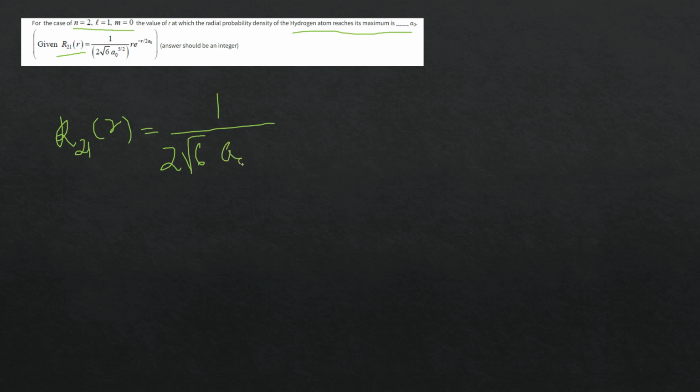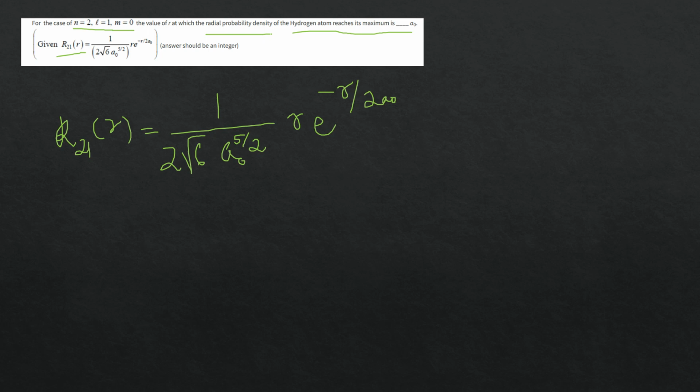Okay. Next question. For the case n is equal to 2, L is equal to 1, M is equal to 0, the value of R at which the radial probability density of the hydrogen atom reaches its maximum is dash A0. Okay, that's dash A0. So, how will you do it? See, given is R21 R. So, we know R21 R is equal to 1 by 2 root 6 A naught to the power 5 by 2, R e to the power minus R by 2 A naught.